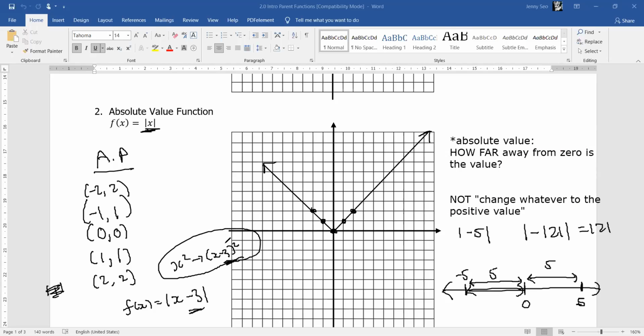It's shifted. Is it a translation? Yes, it is. I can't remember if it's to the left or right though. It's going to be to the right. It looks like a negative. It's going to be positive. The same thing is here. My original is this, but I transformed it to that. So what does that mean? This parent function is going to move to the right by 3.